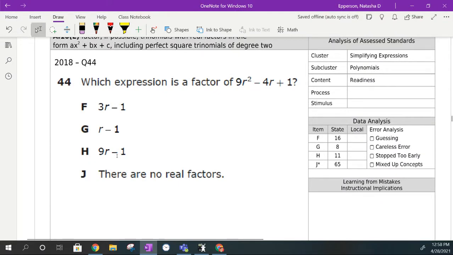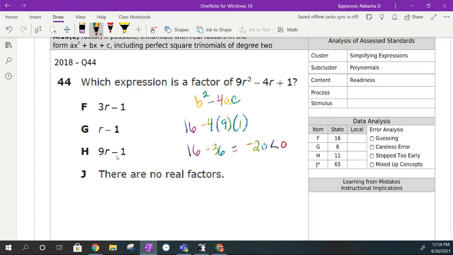All right, number 44. I'm going to give you a clue right here. There are no real factors. Whenever you see that as an answer choice, there's a very good chance that your answer might be that answer. So what I would do in that situation is look at my discriminant, which is b squared minus 4ac, and that is underneath your radical in the quadratic formula. So this is going to be 16 minus 4 times 9 times 1. This becomes 16 minus 36, which gives you negative 20, which is less than 0. When our discriminant is less than 0, then we have no solutions. So your answer would be there are no real factors.